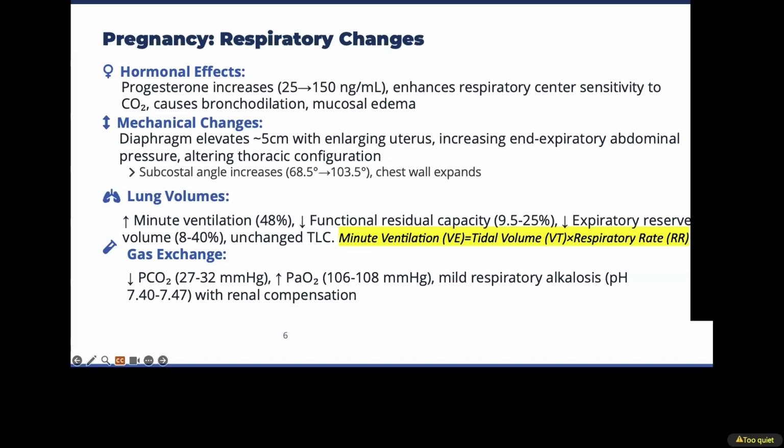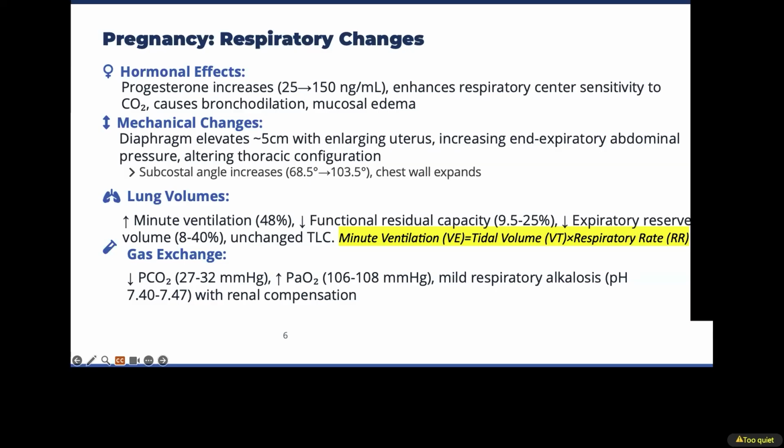Mechanically, what's happening is, as the uterus grows, the diaphragm moves up about 5 centimeters. This elevation is going to increase intra-abdominal pressure and push on the thorax, which widens that subcostal angle. It can go as wide as about 100 degrees, and the rib cage literally will flare out. That allows the chest wall to expand, even though the diaphragm has less room to move. You can see how this compensatory mechanism is trying to keep mom and baby alive.